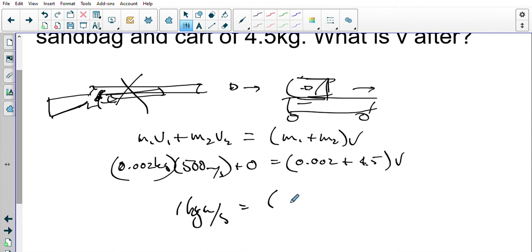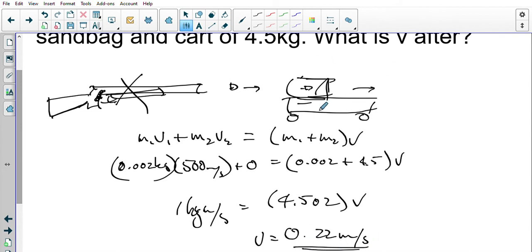So this will be 4.502 times v. So 1 divided by 4.502, that's a velocity then of 0.22 meters per second. That's how fast the cart and bullet are moving. Now, if we took our 1 kilogram meter per second divided by 4.5, we get 0.22. Like, the mass of the bullet is inconsequential to the conservation of momentum.